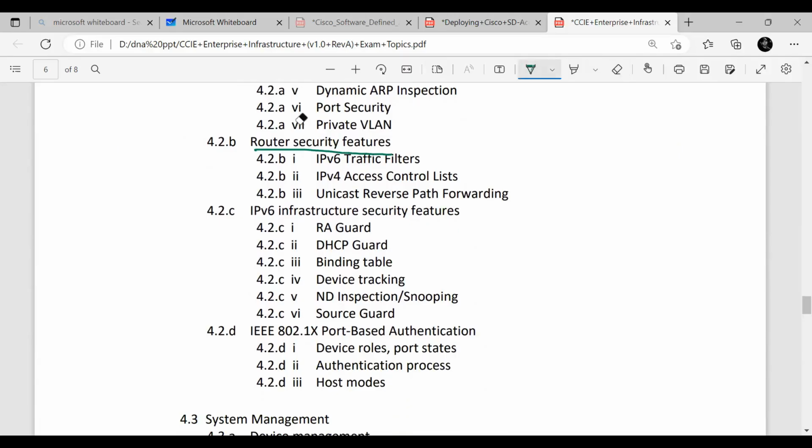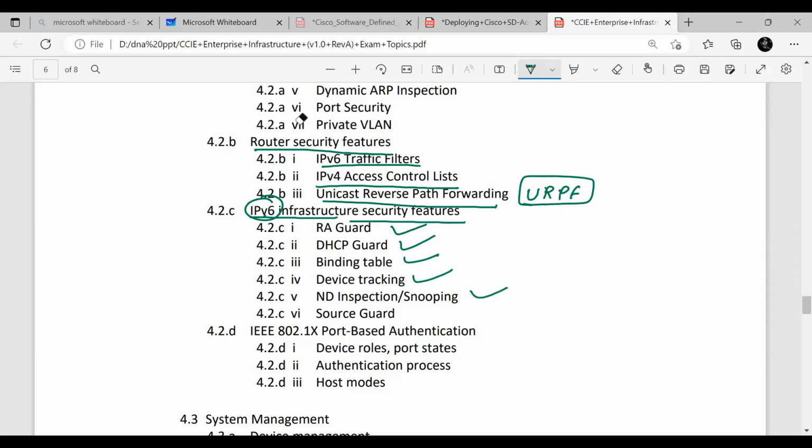Then we have routing security features: IP version 6 traffic filters, IP version 4 ACLs, and uRPF, which is again a security feature, unicast reverse path forwarding. IPv6 infrastructure security features, again, IPv6 is an important part. What is RA guard? What is DHCP guard? What is binding table, device tracking, ND inspection and snooping, and source guard?